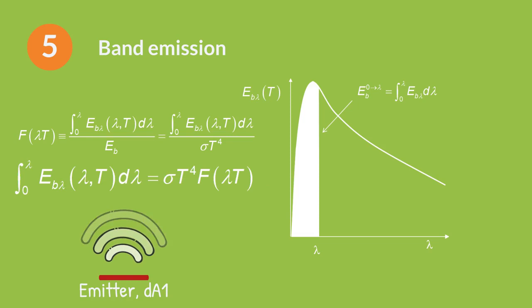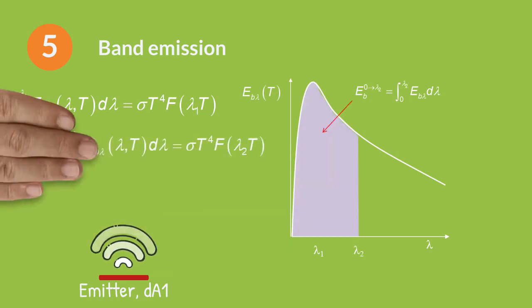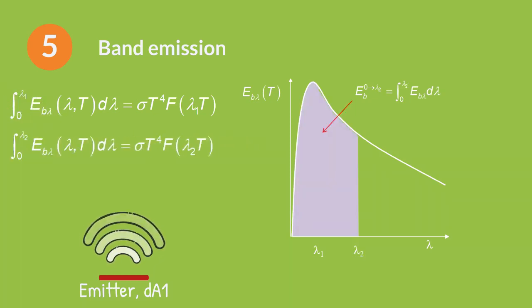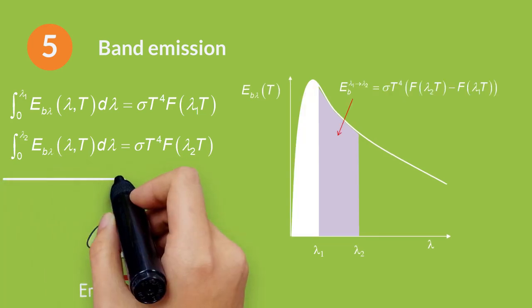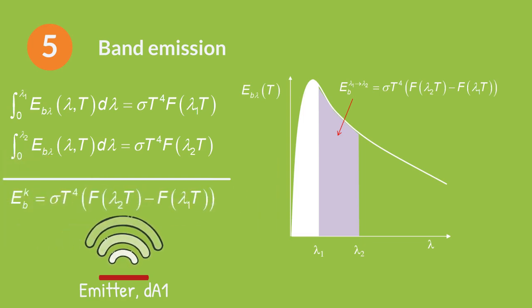So the emissive power between 0 and lambda can be calculated from the radiation function. If we do this for lambda sub 1 and for lambda sub 2, making the difference, we have the emissive power of a black body between two wavelengths. We obtain the emissive power in a band of the spectrum from the radiation functions.